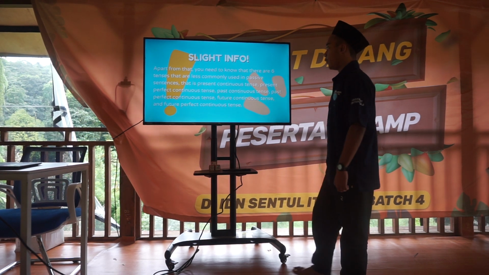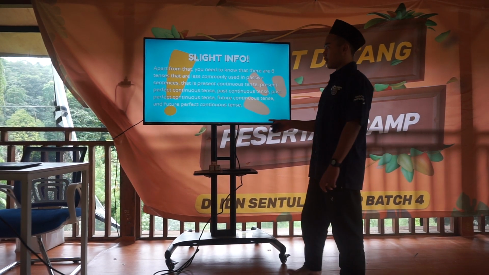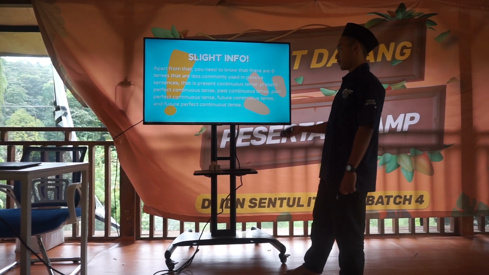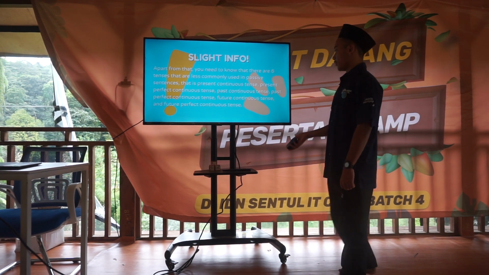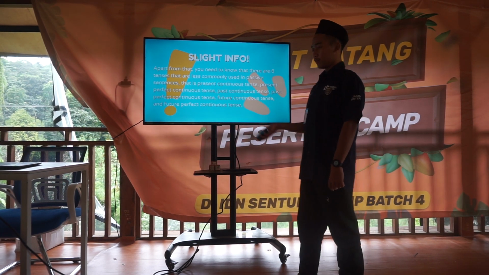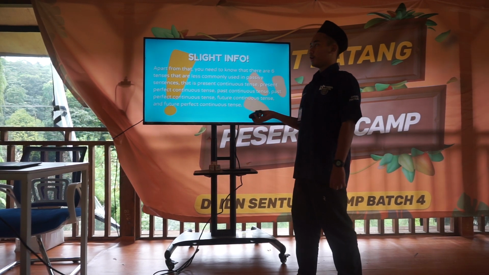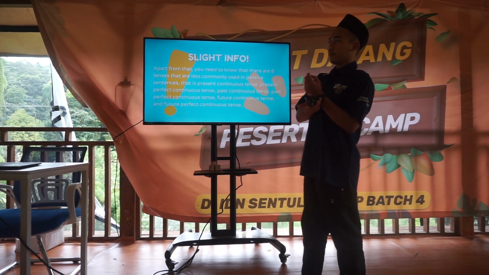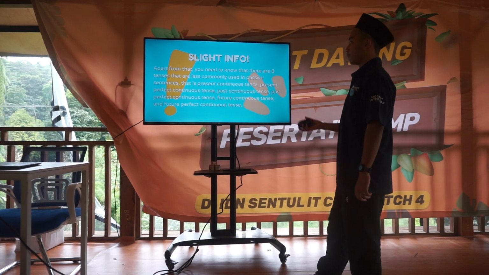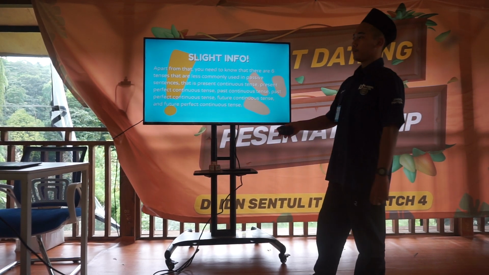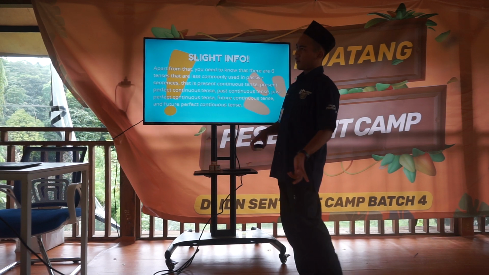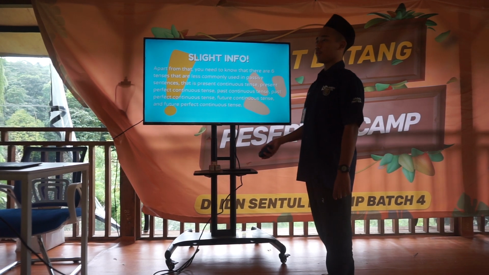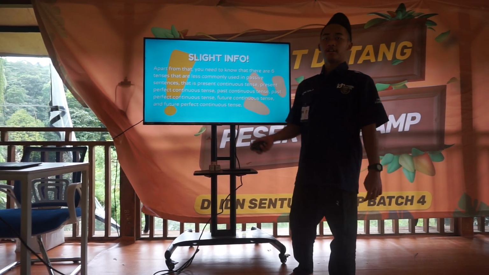And also a slight info. There are six tenses that are least commonly used in passive voice: present continuous, present perfect, past continuous, past perfect continuous, future continuous, and the future perfect continuous, because the sentence requires time. Like the past, it means that before, it has already been done, and for the future, it has a time mark. So passive voice doesn't really use them.